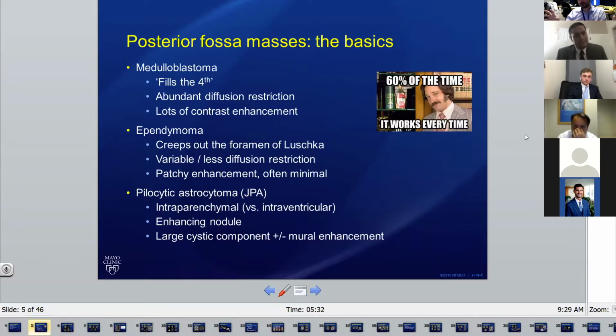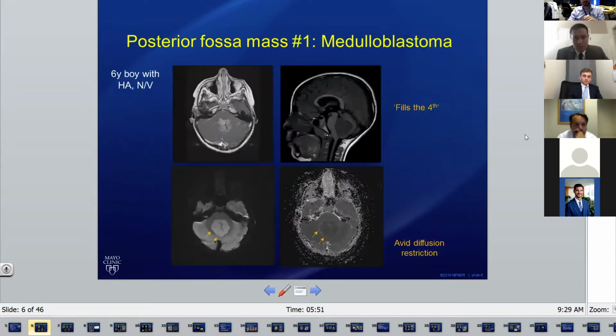The third major posterior fossa tumor that's very common in kids that you should be able to pick out early is a juvenile pilocytic astrocytoma, or a JPA. These tend to be intraparenchymal, and they often present as an enhancing nodule with a large cyst associated with it, which may or may not have some contrast enhancement. So let's go through some examples of these so that you can start to detect them.